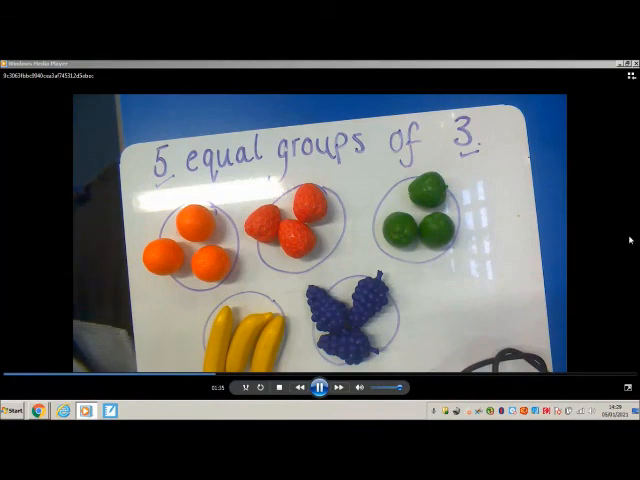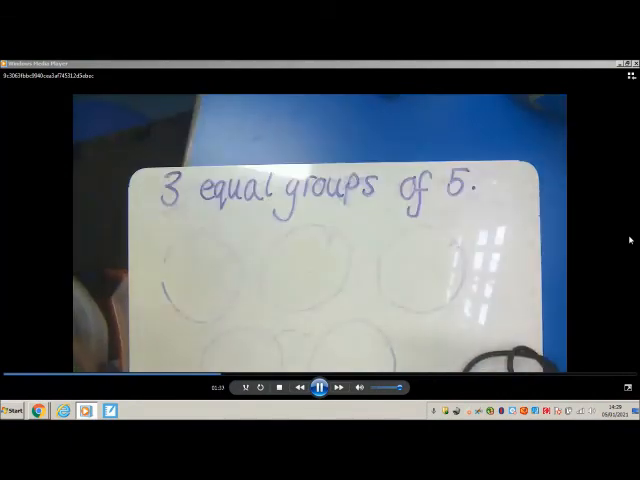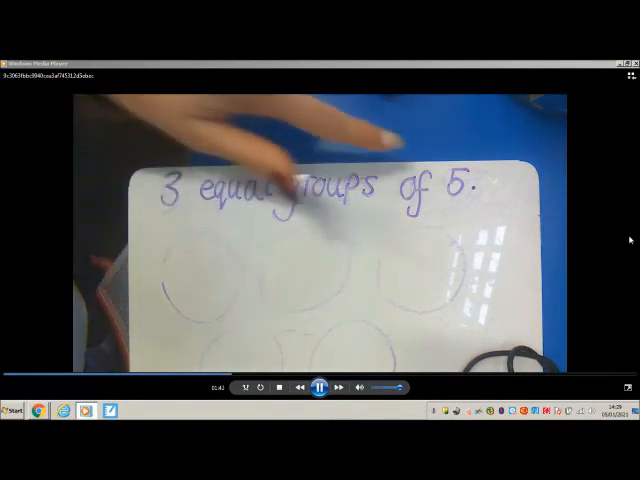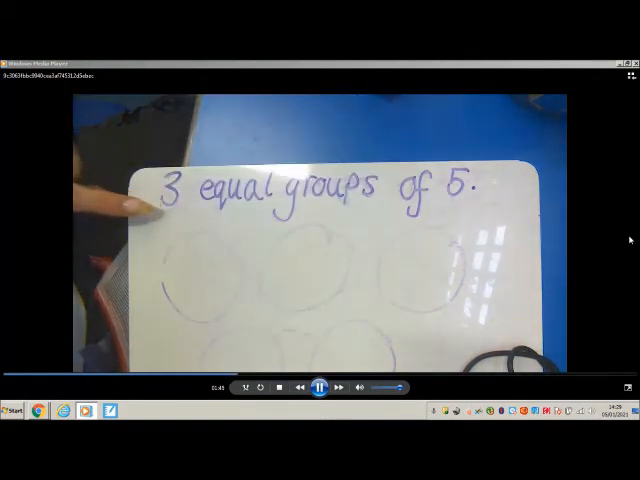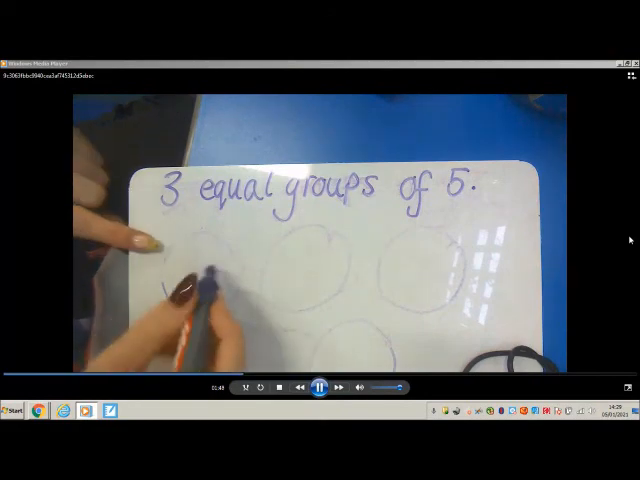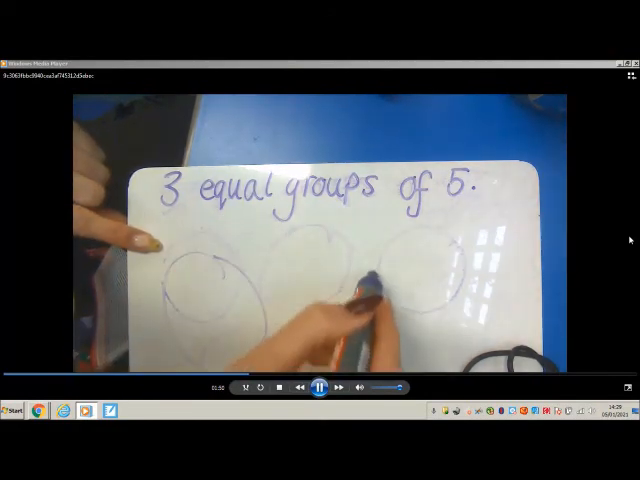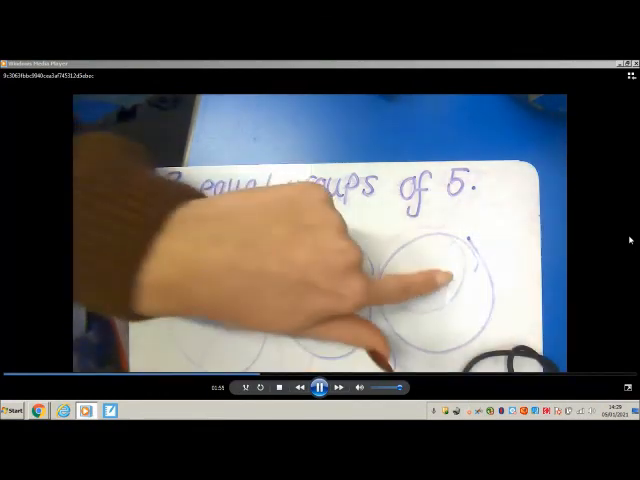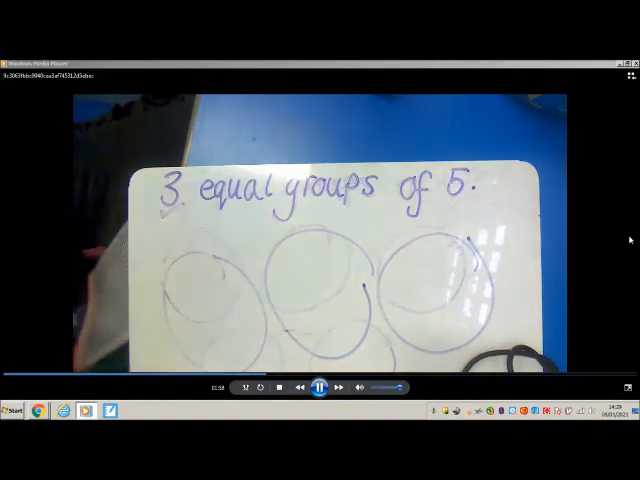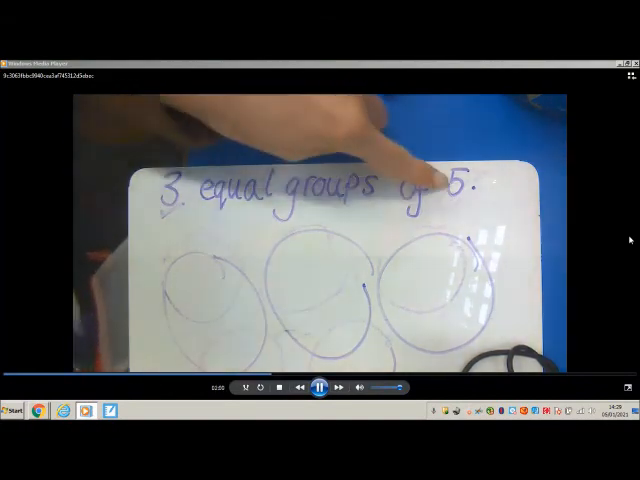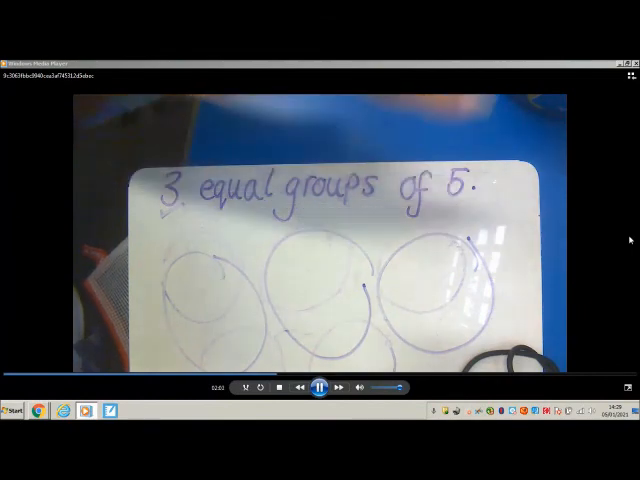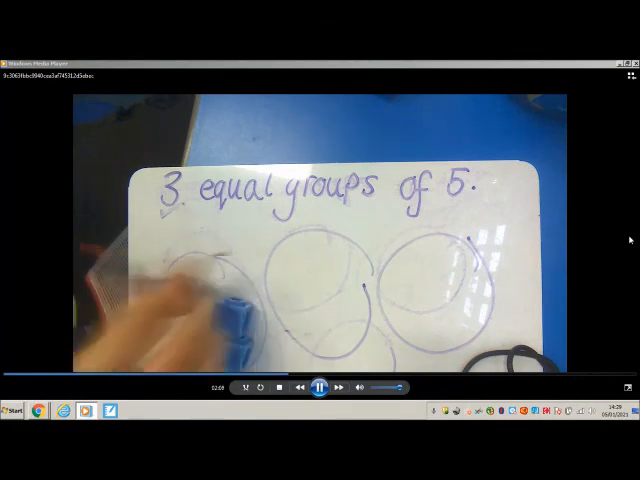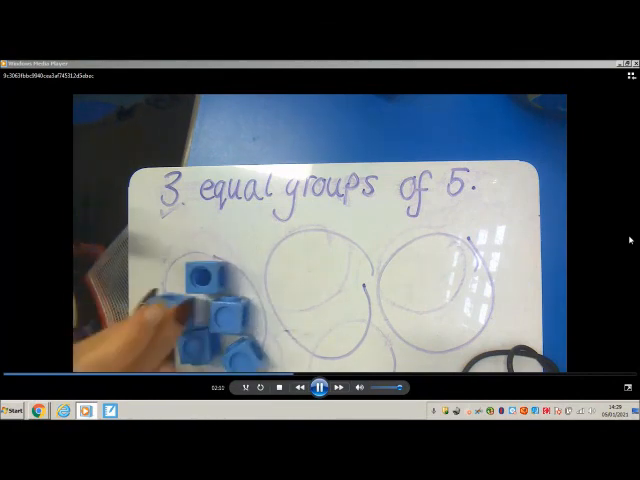Let's have a look at the next sentence. This time I want to work out 3 equal groups of 5. So my first number is 3 equal groups. Again, I'm going to draw out my 3 groups. 1, 2, 3. Sorry, my pen is running out, but hopefully you can see 1, 2, 3. I've ticked off the 3. And how many do I need in each group? I need 5. I need 5 objects in each group to make them equal. I'm using cubes this time. It doesn't matter what you use.